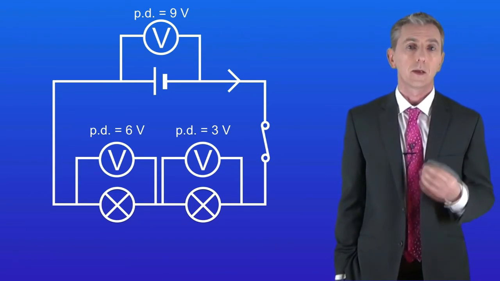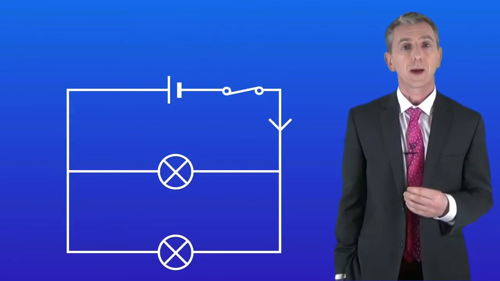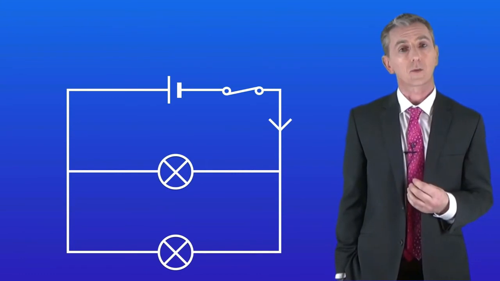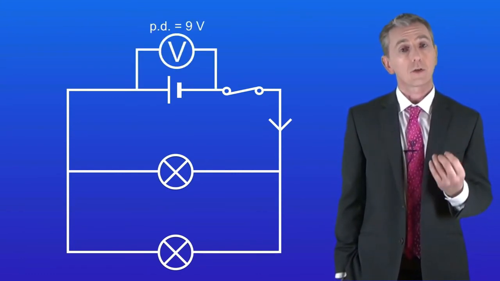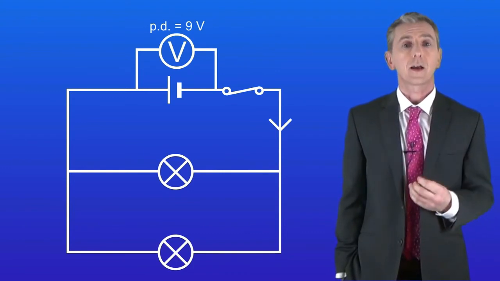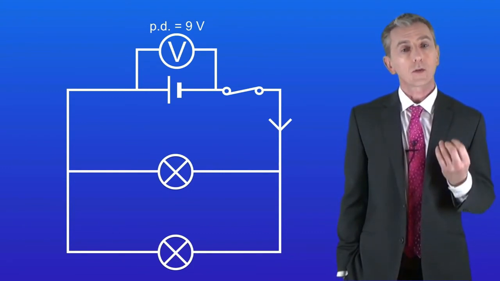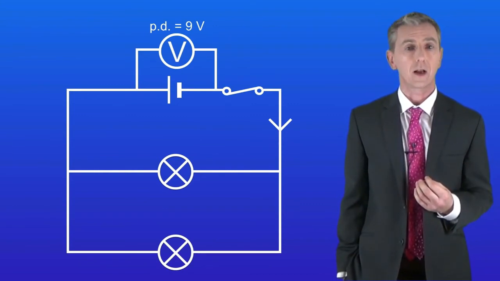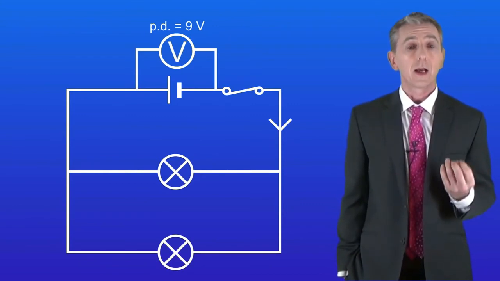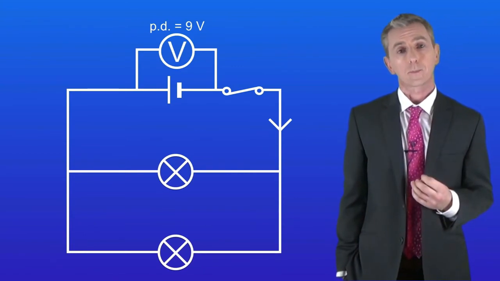The key point is that the total potential difference across the two bulbs is the same as the cell. Now we've got a circuit with two bulbs in parallel, and a parallel circuit has branches. We can use a voltmeter to measure the potential difference across the cell. Let's say it's 9 volts. Now the key point of a parallel circuit is that all the branches have the same potential difference as the cell. So in this case, the cell has a potential difference of 9 volts.